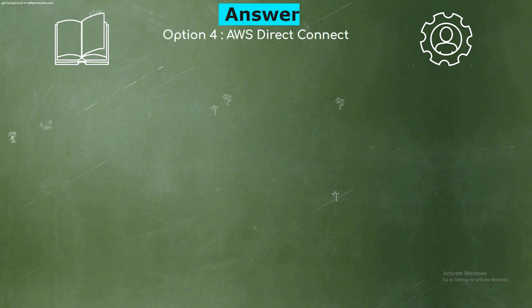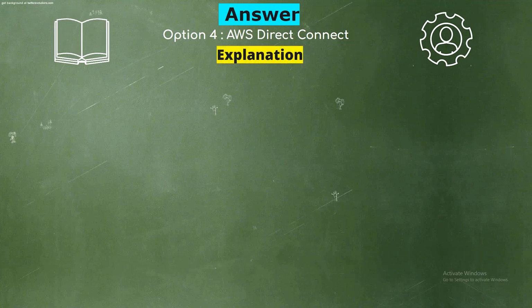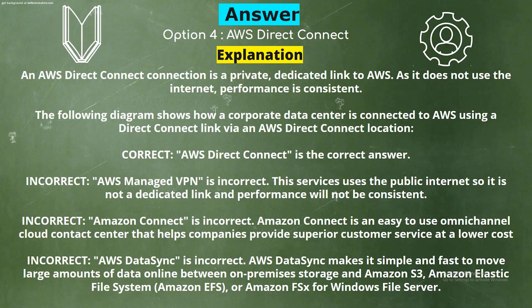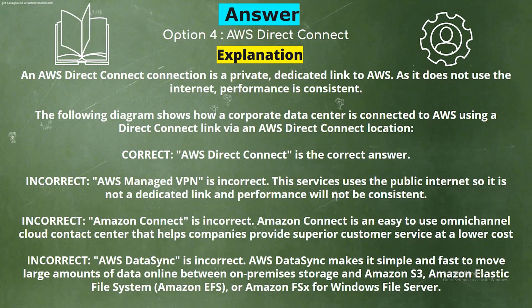AWS Direct Connect. Explanation. An AWS Direct Connect connection is a private, dedicated link to AWS. As it does not use the internet, performance is consistent. The following diagram shows how a corporate data center is connected to AWS using a Direct Connect link via an AWS Direct Connect location. Correct, AWS Direct Connect is the correct answer.